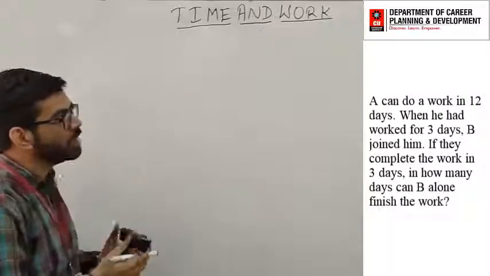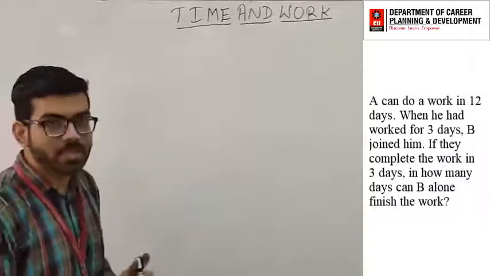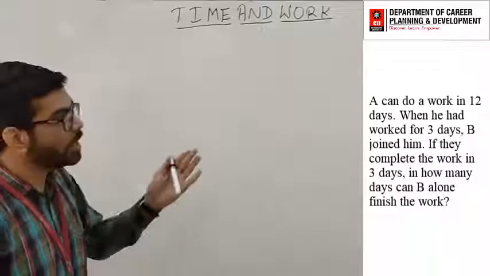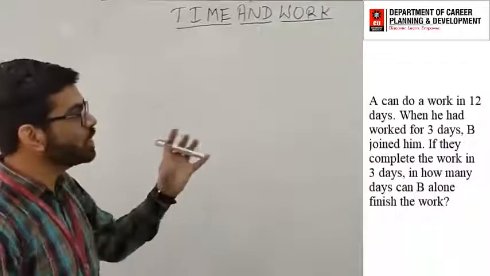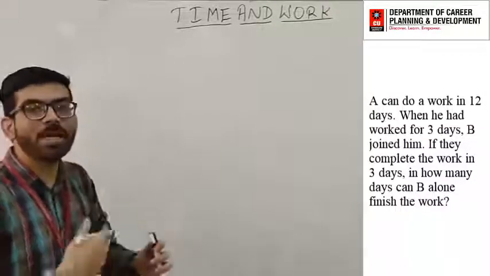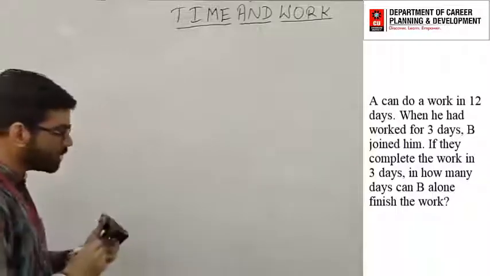The first question says that A can complete the job in 12 days and works for 3 days. Then B joins A, and A and B together complete the job in 3 days. So the question is how many days B alone will take to complete the whole job. So let's see how to solve this question.